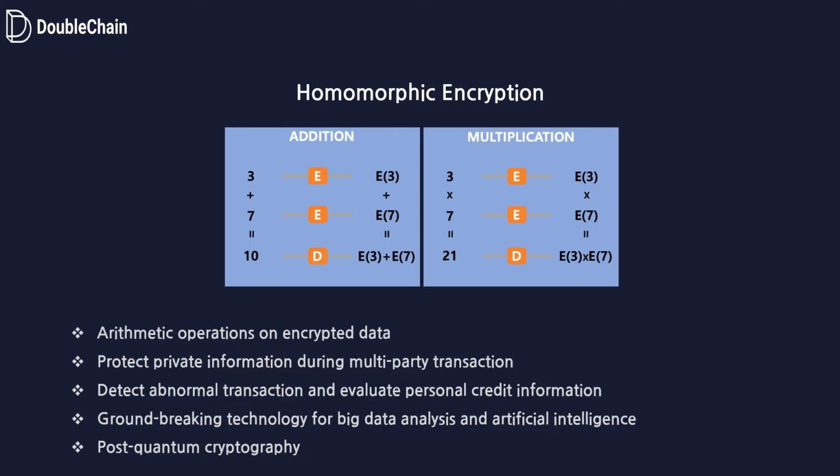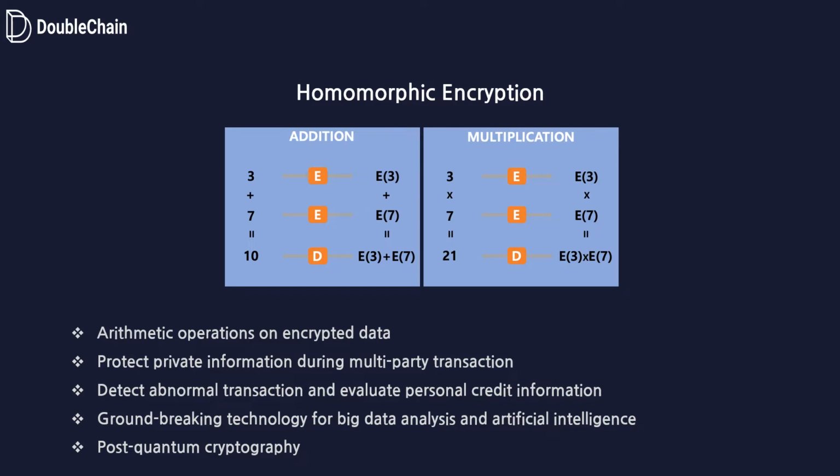Similarly, we can multiply E3 and E7. If we decrypt the result, we will get 21, which is equal to 3 times 7. Therefore, a homomorphic encryption scheme can support arithmetic operations. Thanks to these characteristics, homomorphic encryption schemes can protect our private information while we are making important transactions.